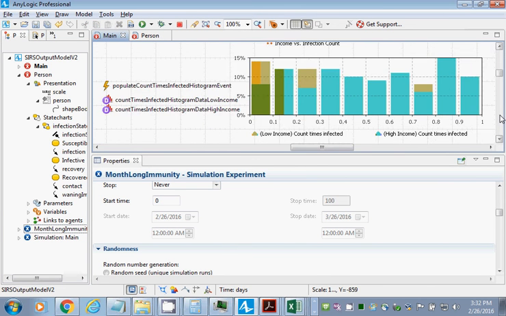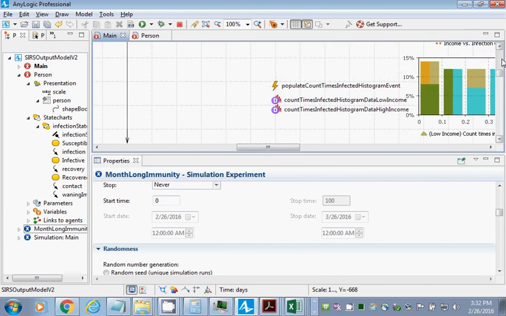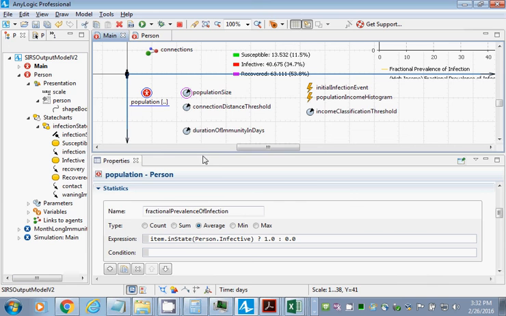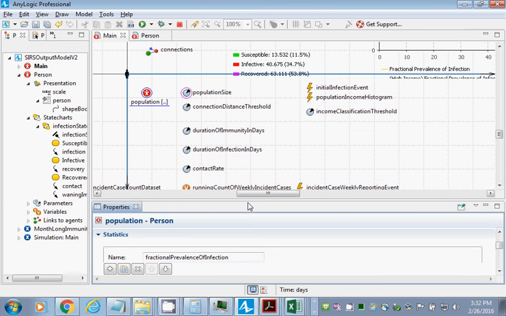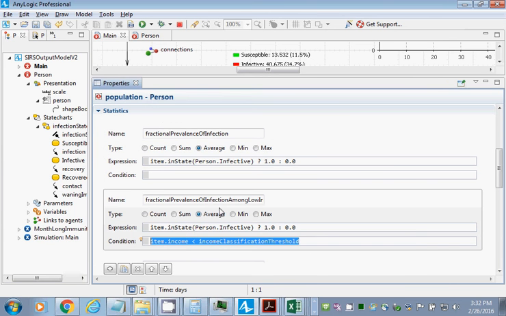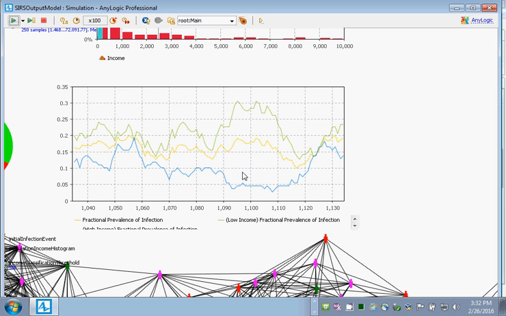So high-income individuals had a lower fraction of infection, and low-income a higher fraction, this green one, and then the yellow, the midpoint. Right? So that was another sort of graph that we could create very readily using built-in statistics. Now, this histogram here was a one-time histogram we created to display the distribution of incomes in the population, right? And we used it to display a breakdown of the upper and lower 50% of the population here.